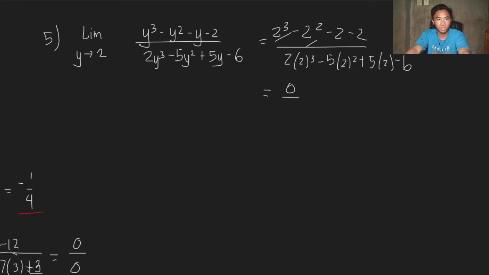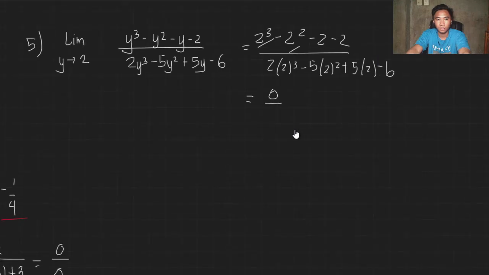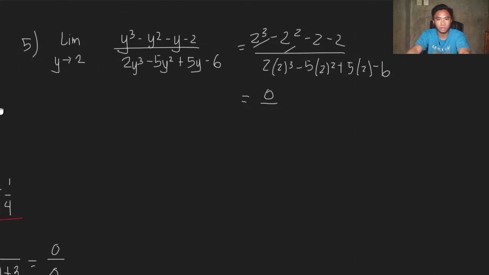0 all over, hindi nakita, si negative 6. And then, ito naman, 2 times 8, 2 times 8 is 16. 16 minus 20, negative 4 plus 10, negative 4 plus 10 is 6. 6 minus 6, 0. So, factorable siya. Ito naman, dahil polynomial, is we will have some what we call synthetic division.